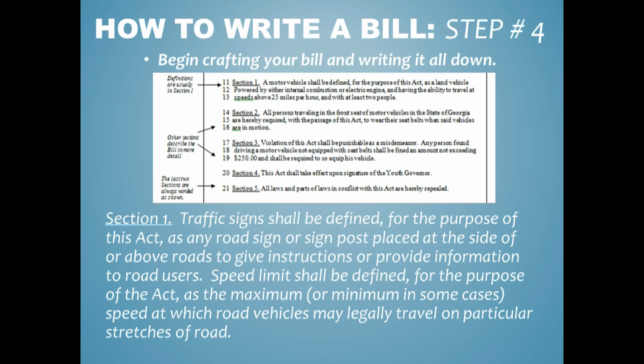Also, our bill deals with traffic signs and speed limits, so we probably also need to define what speed limits are. Speed limits shall be defined for the purposes of this act as the maximum, or minimum in some cases, speed at which road vehicles may legally travel on particular stretches of road. So what we've done in Section 1 is just define traffic signs and speed limit. Now, if you wanted to go further, you could probably define what is a roadway, what is a road vehicle. There are different things that you can go into and define all of those, or you can define just a couple of them as we are in this example.